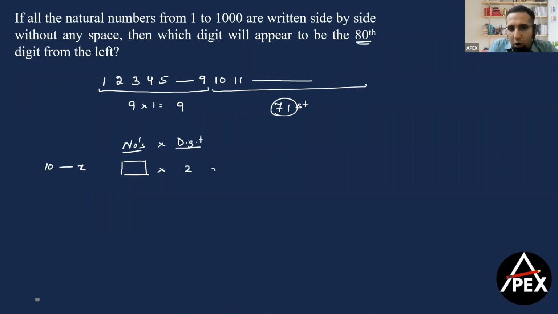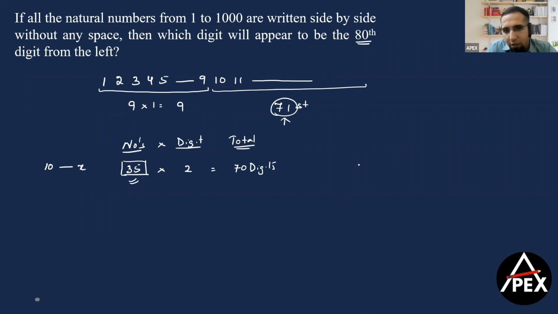So 2 into what will give me a number close to 71? I know that 2 into 35 gives me a total of 70 digits. So how many numbers am I supposed to write? I'm supposed to write 35 numbers starting from 10, right?